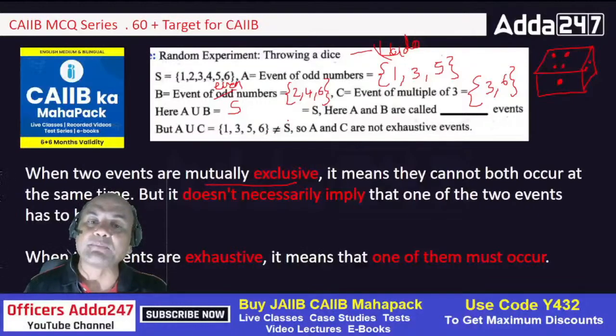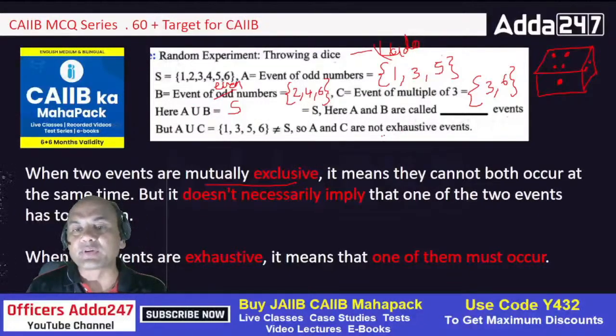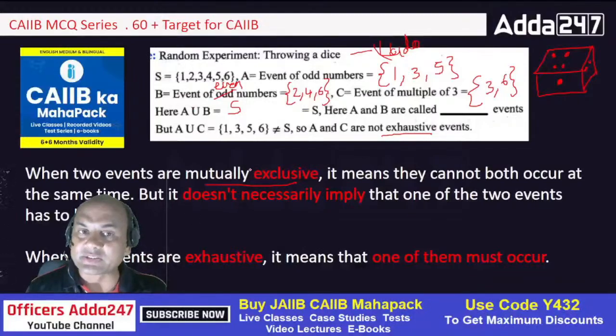But this is not equal to the sample space, because the sample space includes what? 1, 2, 3, 4, 5, 6. So that is not equal. So A and C are not exhaustive events. Means A and C will never be exhaustive events, but A and B can be exhaustive events.